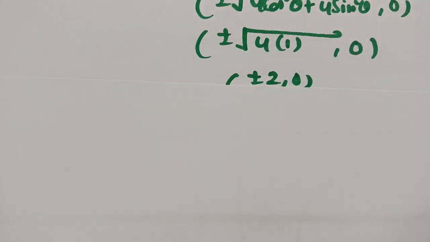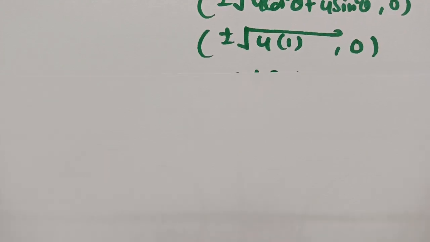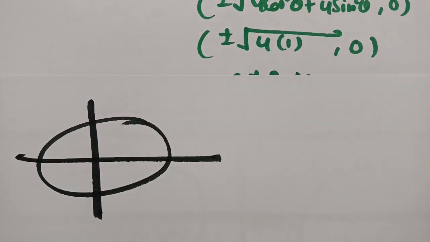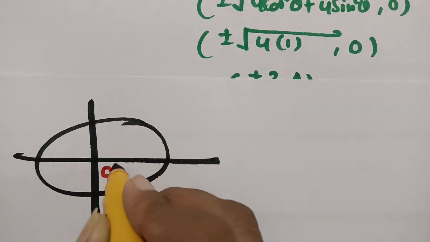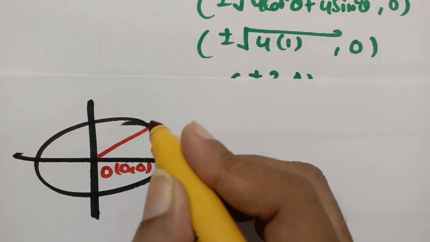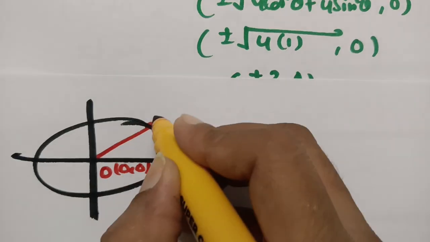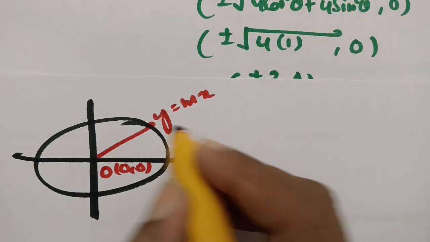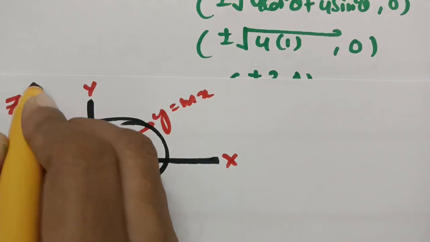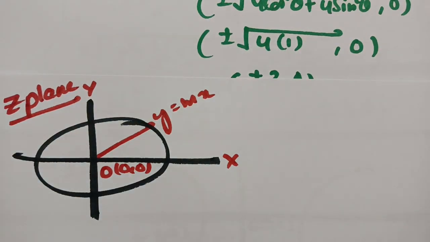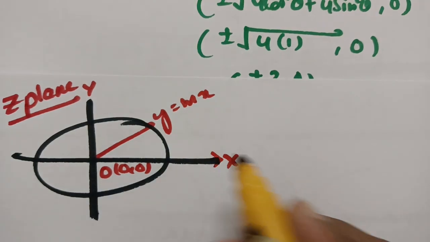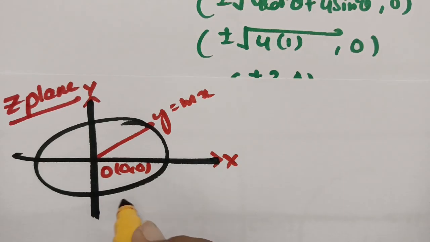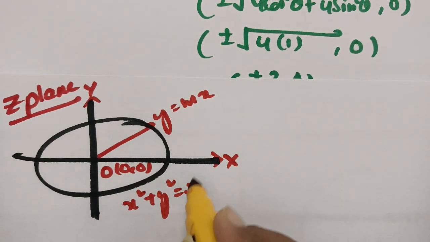So the first thing is the circle. We got a circle with center 0 comma 0, and this is the radius r. The next one is the line y is equal to mx, where m is equal to tan theta. This is the x-axis and this is the y-axis, and this is the z plane. This is the origin. The line is y is equal to mx plus c, and the circle equation is x square plus y square is equal to r square.